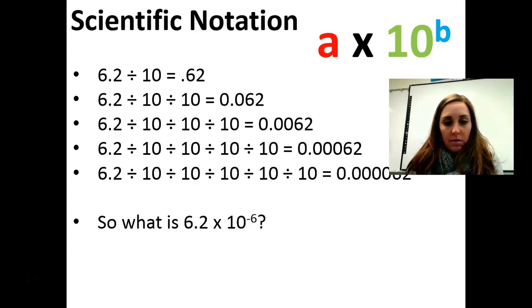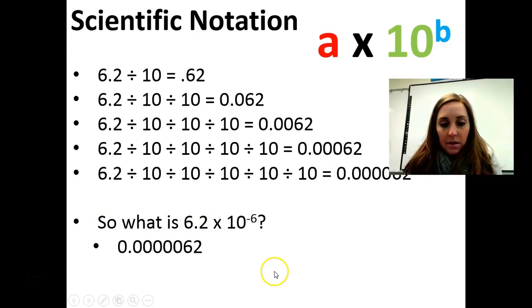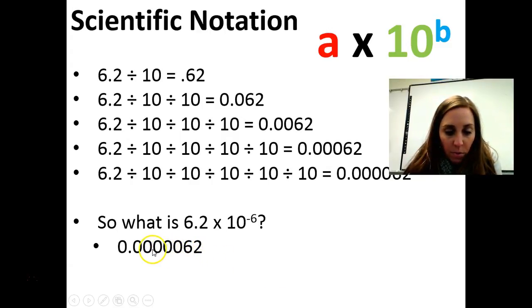So what's 6.2 times 10 to the negative 6th? Well, you would take this decimal and move it 1, 2, 3, 4, 5, 6 spots.